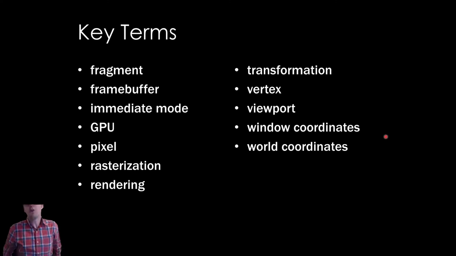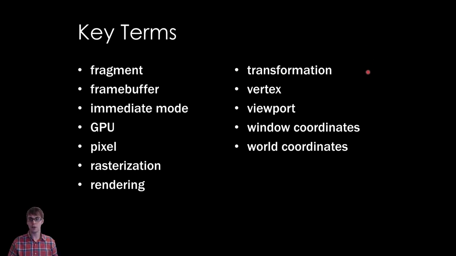So some key terms for you from this section. We should know these. Let's go through them. Fragment. I just talked about that. That's not a pixel. It's a piece of your triangle or your thing you're trying to rasterize that needs to be shaded or turned into a texture or something. The frame buffer we know. Immediate mode we learned about. GPU, pixel, rasterization, rendering. Rasterization is the problem of getting it into pixels. Rendering is the problem of taking abstract data and getting it to graphics. They're similar, there's overlap, but they're not the same.